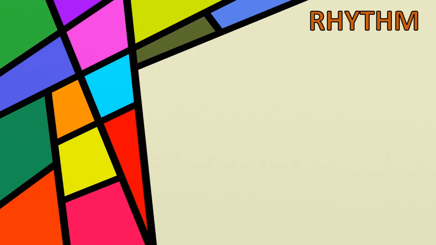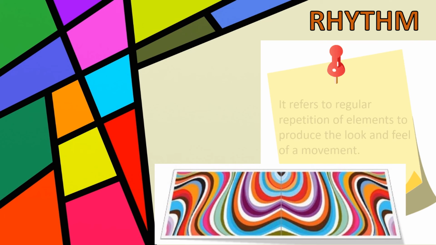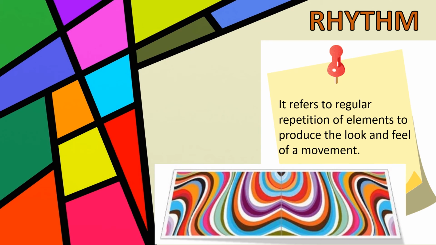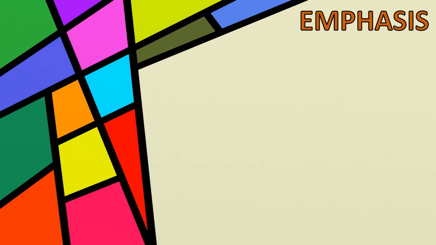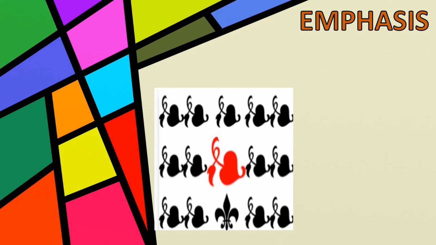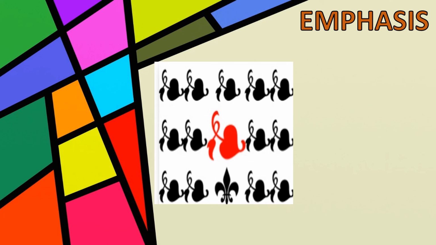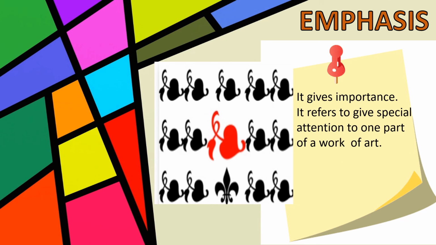Okay, next basic principle of design is rhythm. Rhythm refers to regular repetition of elements to produce the look and feel of movement. Emphasis. Emphasis gives importance.